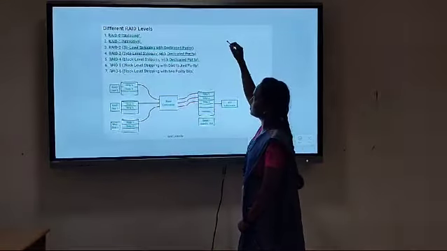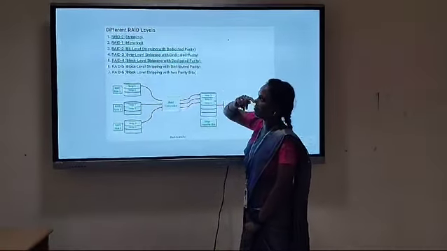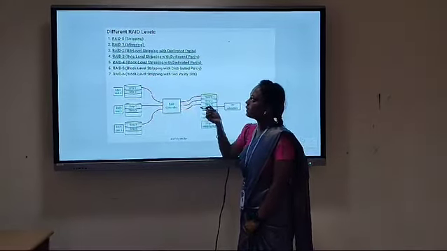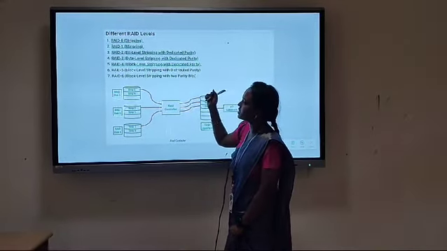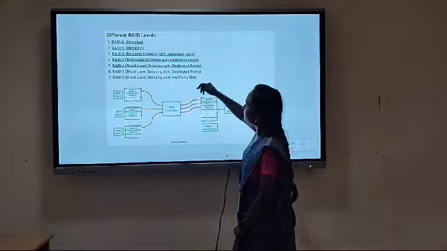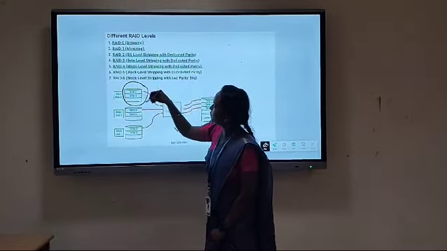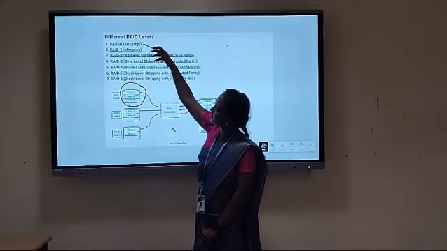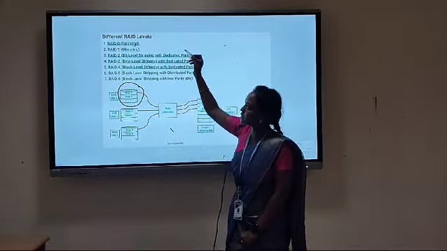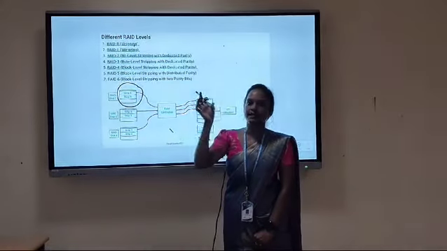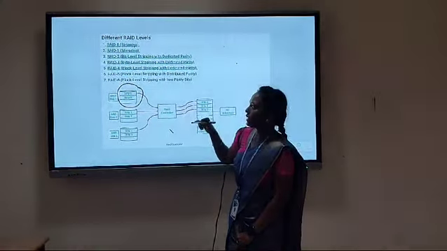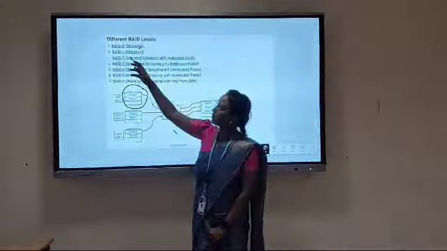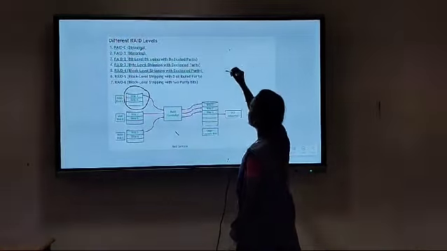Under the storage system, we are going to see RAID levels. RAID also stores the data in a strip-wise manner. There are 7 RAID levels. One is RAID 0, which is nothing but striping. It simply stores the data across the disks. Then RAID 1, which is a mirroring technique.